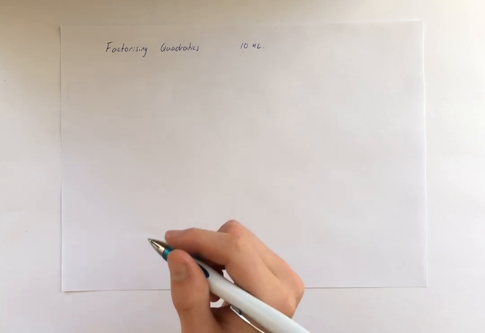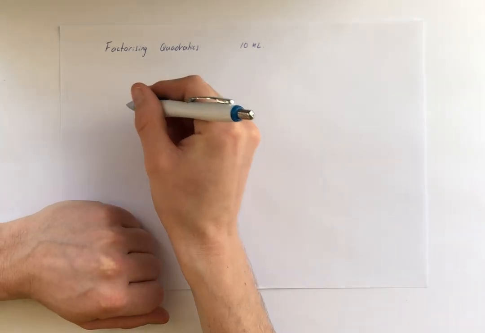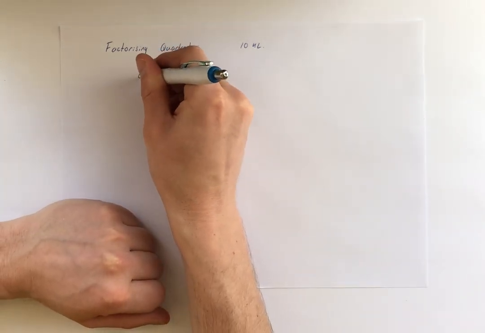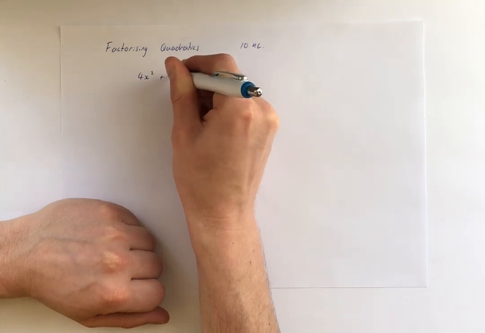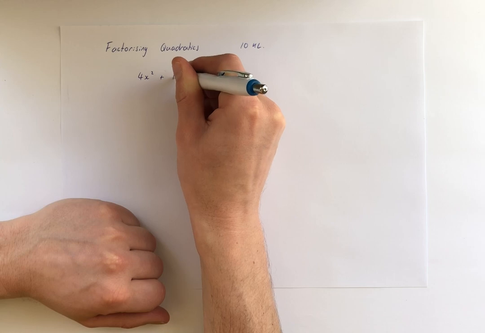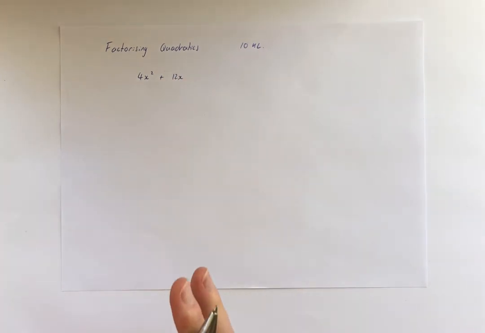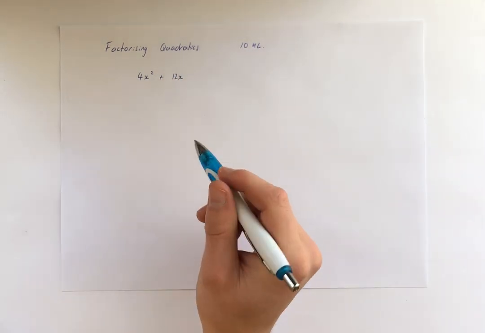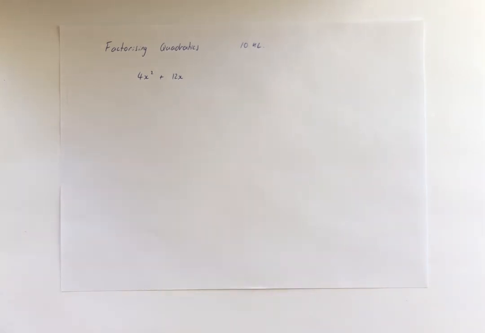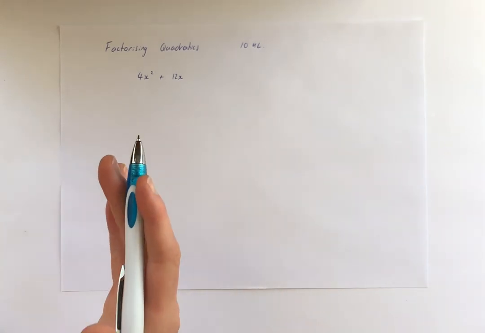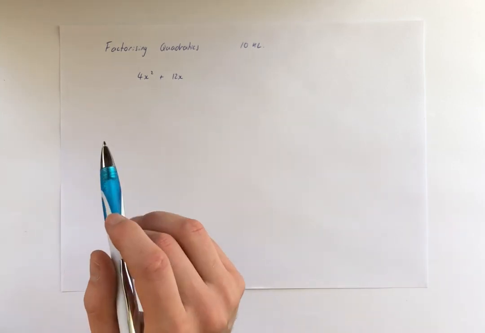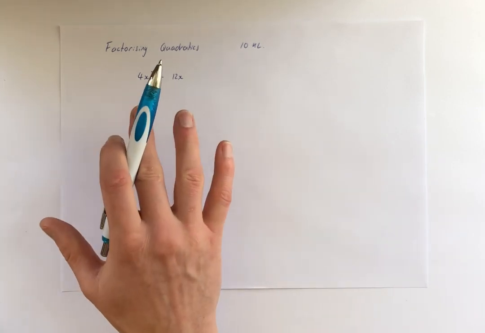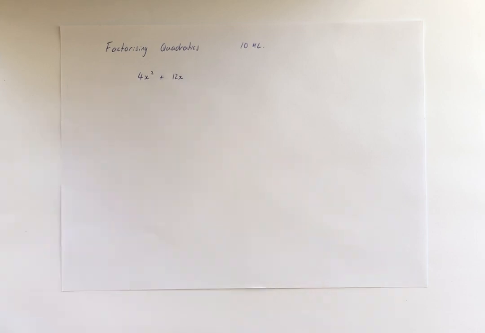So if you recall, when we factorize, we took something that was the sum or difference of things, say 4x squared plus 12x, and when we factorize, we wanted to get this into the product of two things. And when I say product, I mean we want to turn this sum into multiplication. So what does that look like? What two things would multiply together to give this entire term?